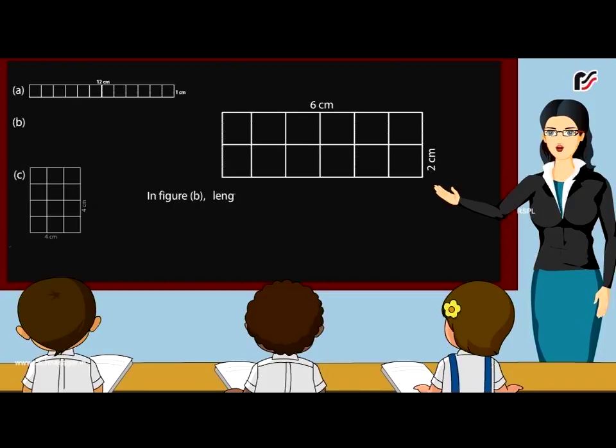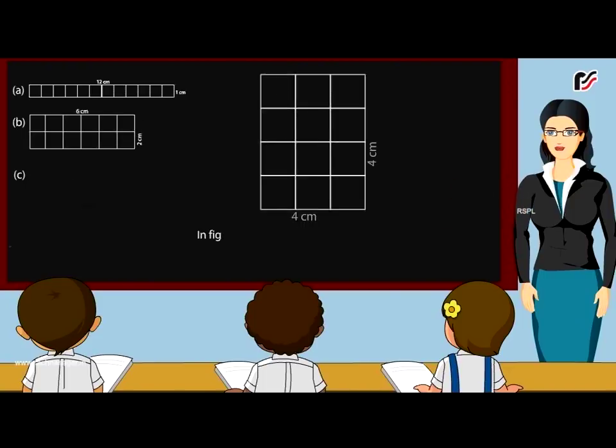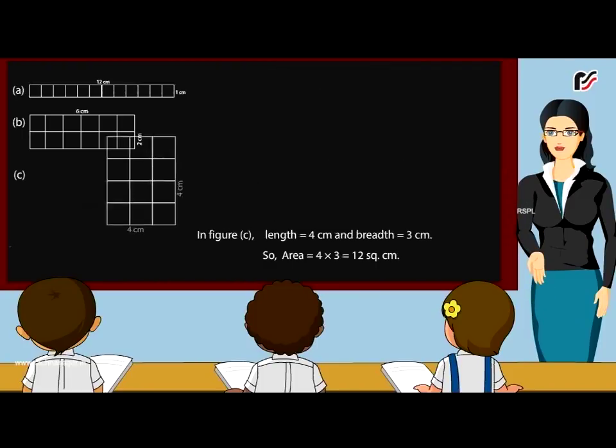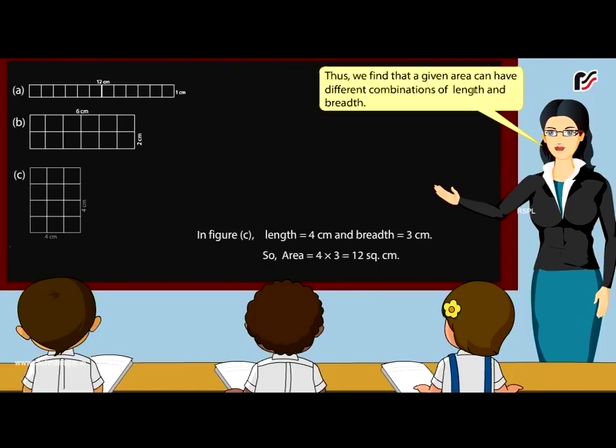In figure B, length is equal to 6 centimeter and breadth is equal to 2 centimeter. So, area is equal to 6 into 2 is equal to 12 square centimeter. In figure C, length is equal to 4 centimeter and breadth is equal to 3 centimeter. So, area is equal to 4 into 3 is equal to 12 square centimeter. Thus, we find that a given area can have different combinations of length and breadth.